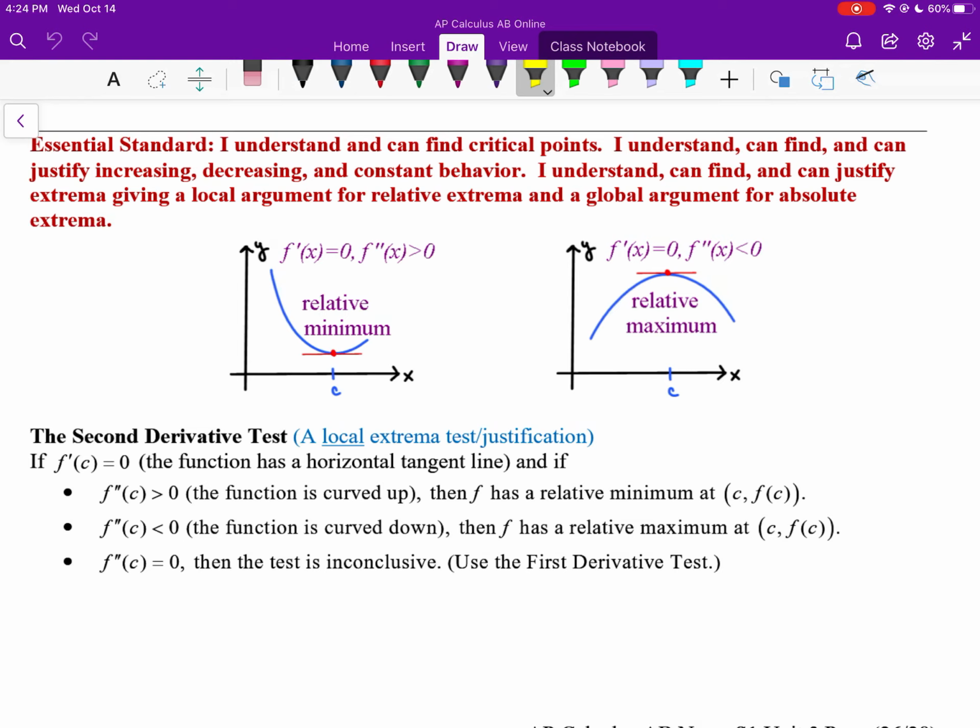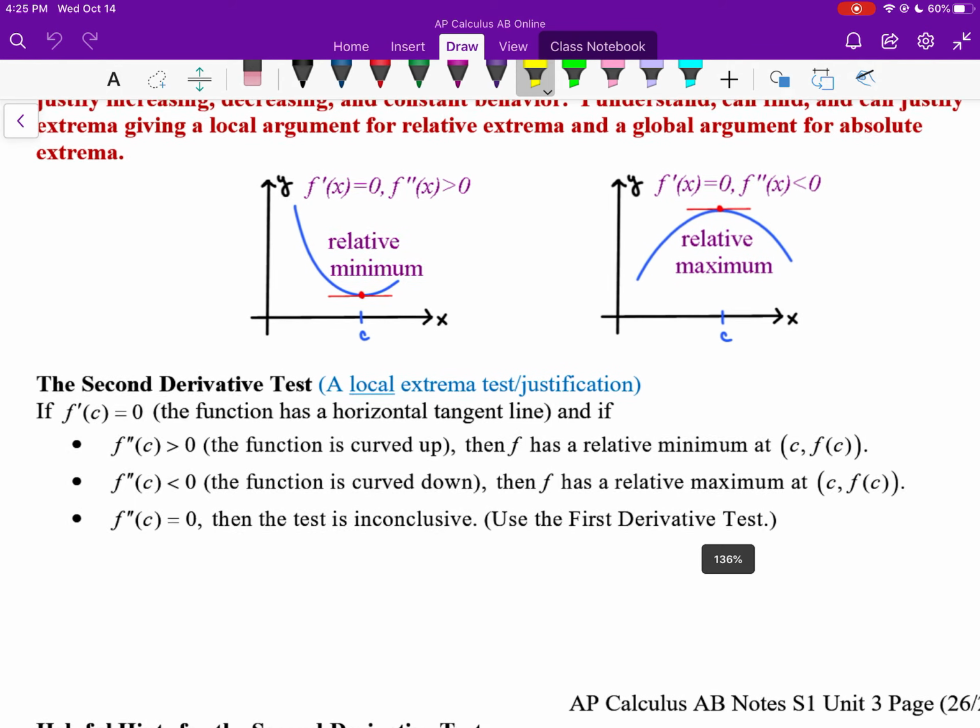And this is the part we're actually doing today: I understand, can find, and can justify extrema, giving a local argument for relative extrema and a global argument for absolute extrema. And we're going to learn a new argument for a relative extrema today. And so this is the second derivative test.